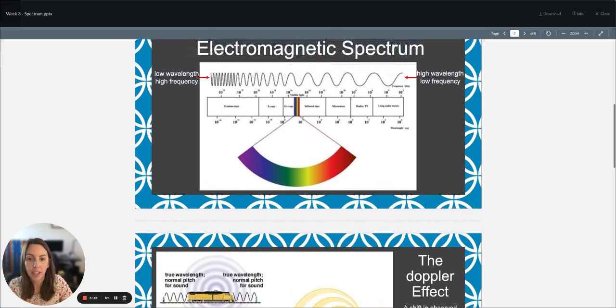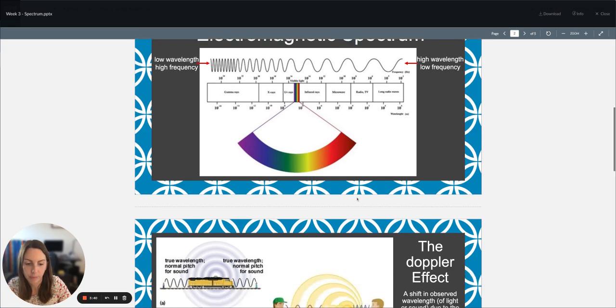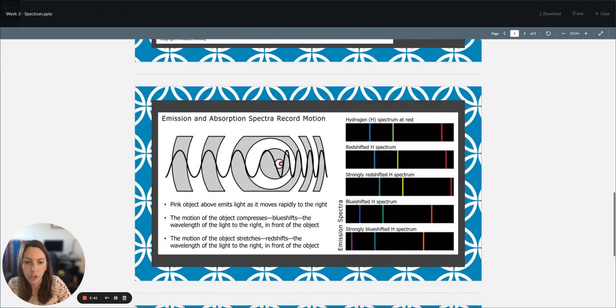If we go back here, we can remember that purples and blues have a higher frequency, whereas reds have a lower frequency. What that means is as objects move towards me, they will shift towards the blue light, and as objects move away from me, they will shift towards red light. So that is termed blue shift and red shift.